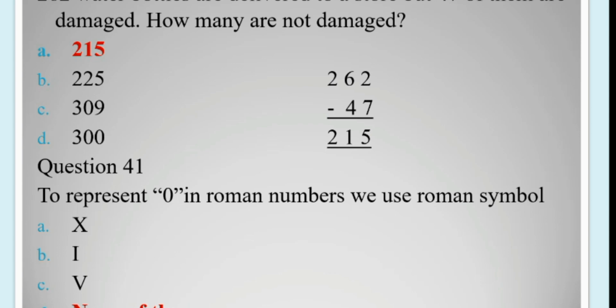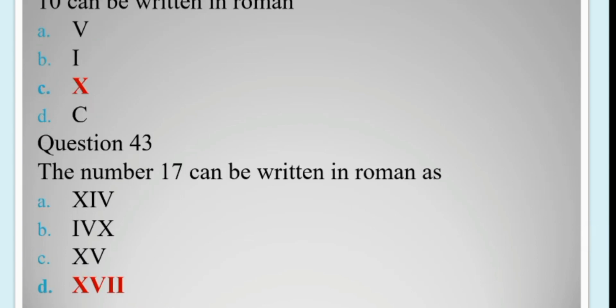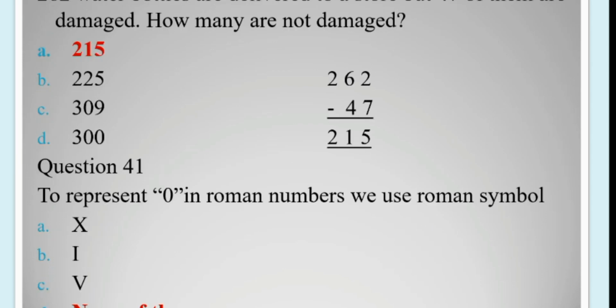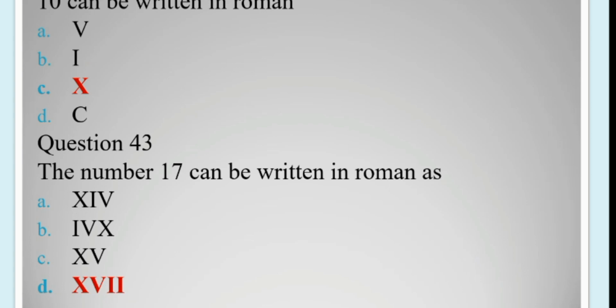Now, next few questions are about the Roman numbers. To represent 0 in Roman numbers, we use X, I or V. X stands for 10, I stands for 1 and V stands for 5. So none of them is the correct option. 10 can be written in Roman as X, I, V or C. So everyone knows very well that X stands for 10. So X is the correct option.